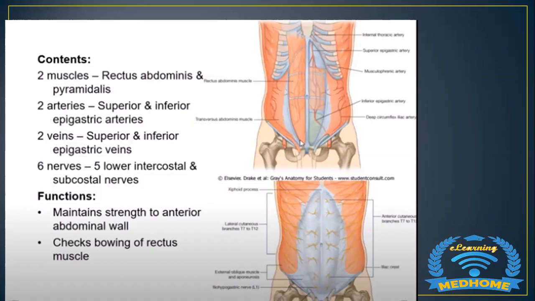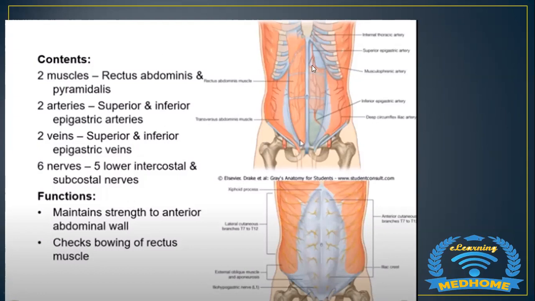Now, what is the importance of the rectus sheath? Why is it really very important for us? Because it helps to maintain the strength of the anterior abdominal wall. And once we are trying to bend, it checks that we are able to bow properly. Especially when we are offering our prayers, we do bow down. So it is the work of the rectus muscle that helps us in bowing down.